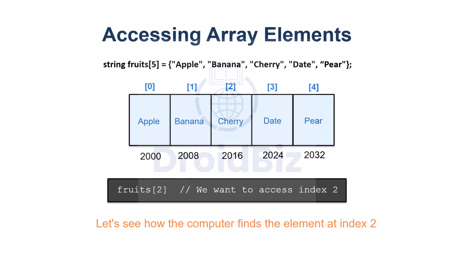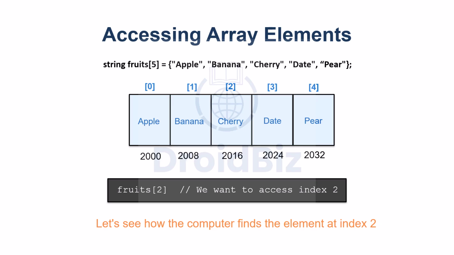Now let's see exactly how array element access works step by step. First, let's declare our array, string fruits with 5 elements containing apple, banana, cherry, date, and pear. Here we have our fruits array visualized with 5 elements. Each element has an index number below it, 0, 1, 2, 3, and 4. Let's say we want to access the element at index 2 using the code fruits at index 2.